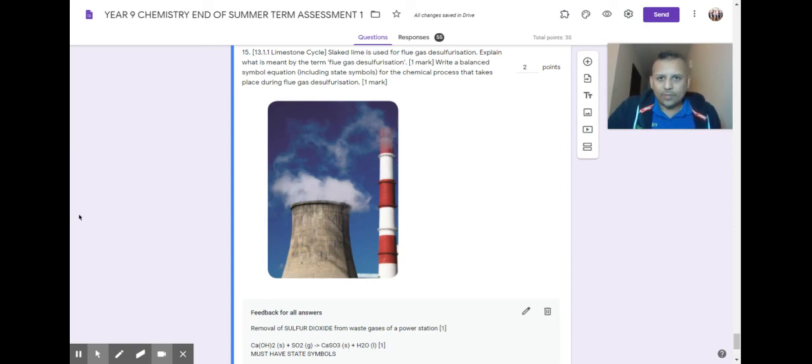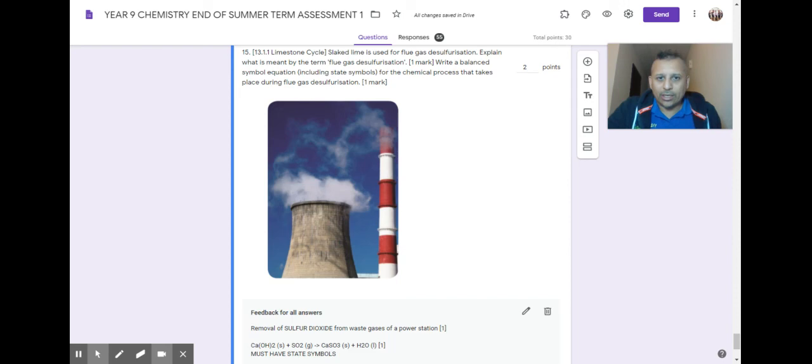So flue gas desulfurization, that's the removal of sulfur dioxide from waste gases of the power station, not just sulfur, it's sulfur dioxide that it removes, because there's no sulfur coming through, it's sulfur dioxide from waste gases of a power station in the chimney, in the flue.